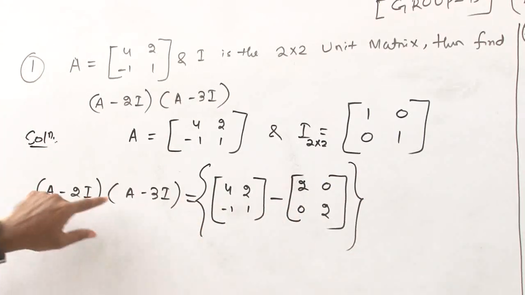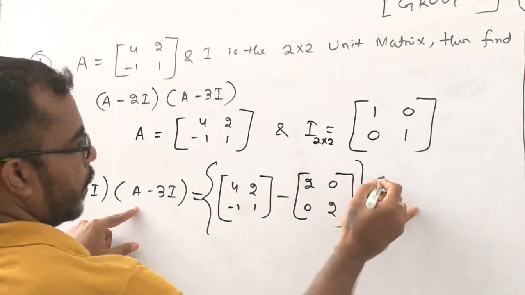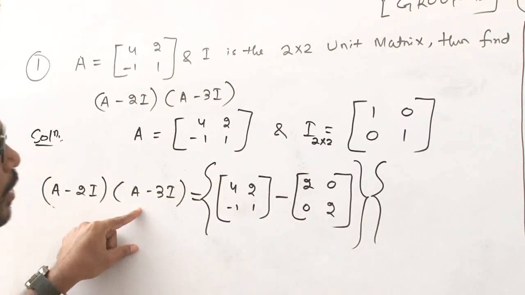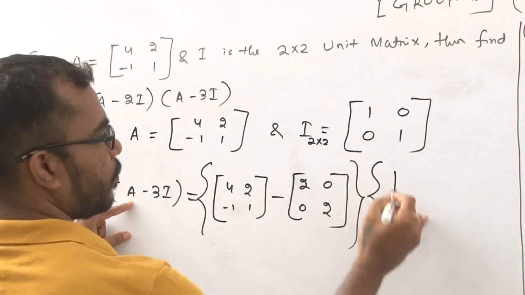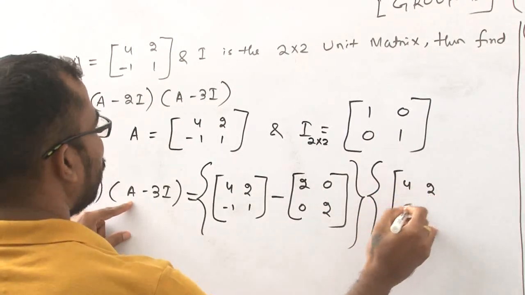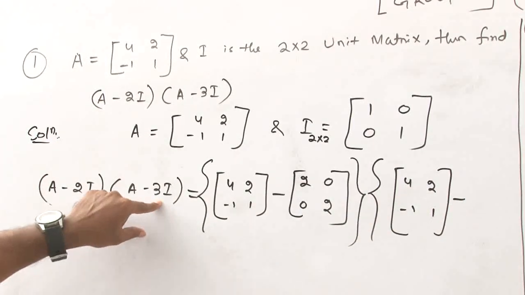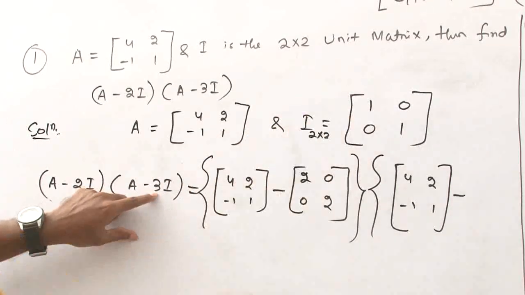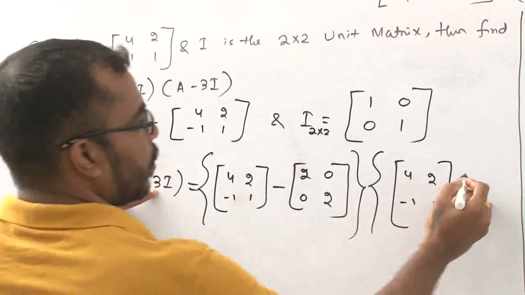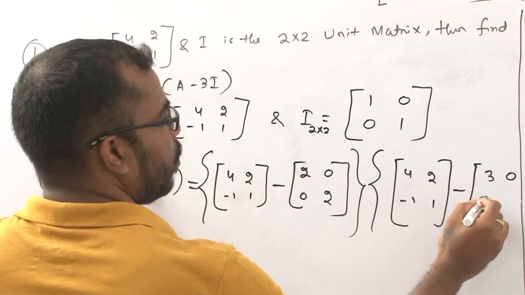Multiply and then write. So the next term, A minus 3I, the value of A is 4 2 minus 1 1 minus 3I. So if we multiply 3 into the unit matrix, you get 3 0 0 3.